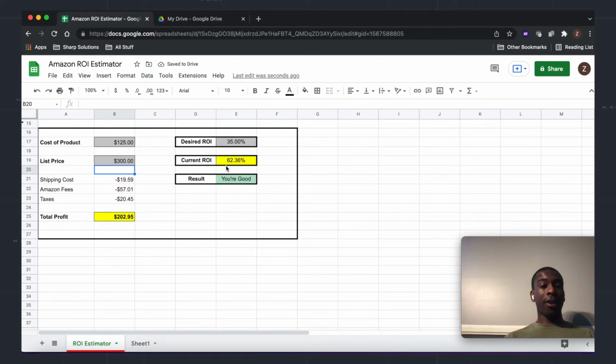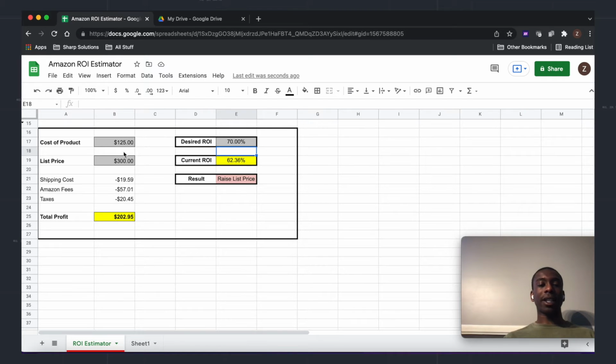You see your current ROI is updated. But if I'm listing this at 300, what if I want my ROI to be a lot higher? So let's say 70%. We can now see that the result is telling me, hey, if you want your ROI to be a little bit higher than what it is right now, you're going to need to raise that list price. If I'm an Amazon seller and I determine, oh, $300 is a little high for me, I don't know that I'm going to get too many people buying it at that.